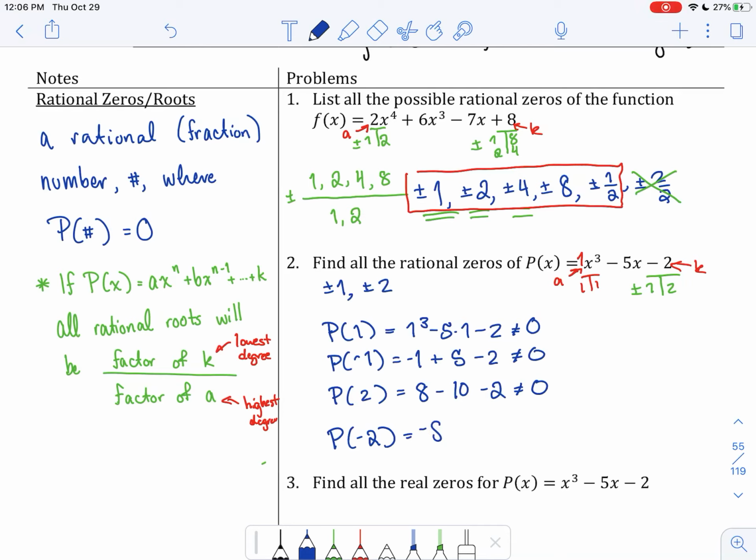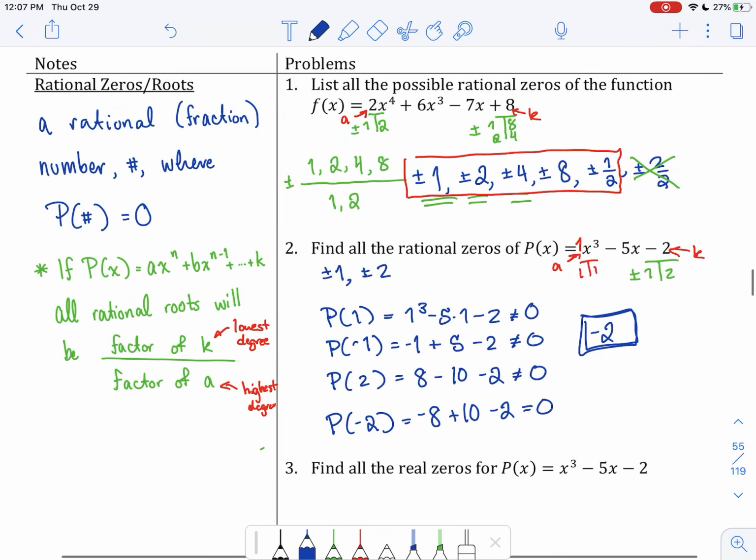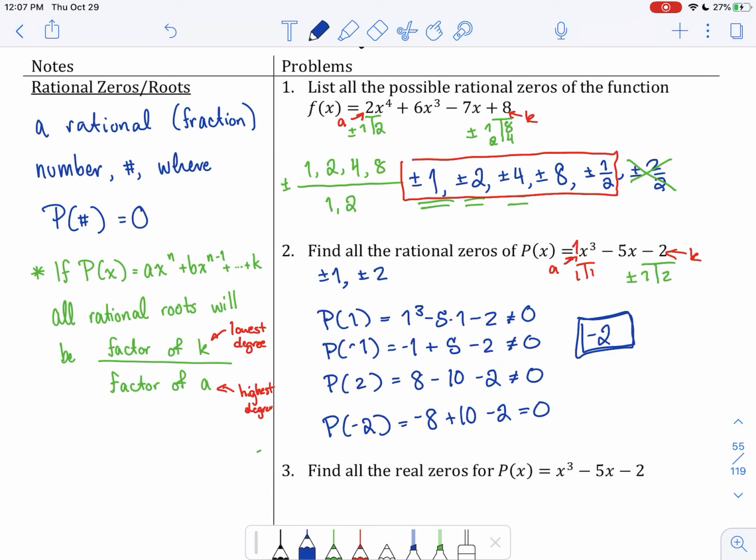Well, that's not equal to 0. And the last one would be negative 8 plus 10 minus 2. Oh, that's 0. So what that means is that the only rational zero is negative 2. Now, that's going to be your first assignment, just finding the rational zeros.